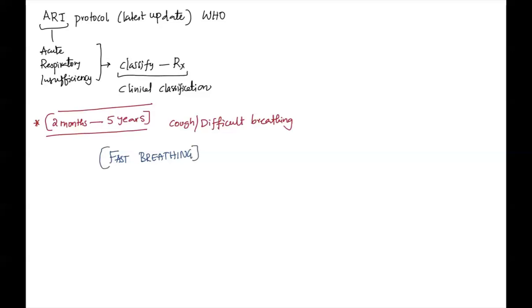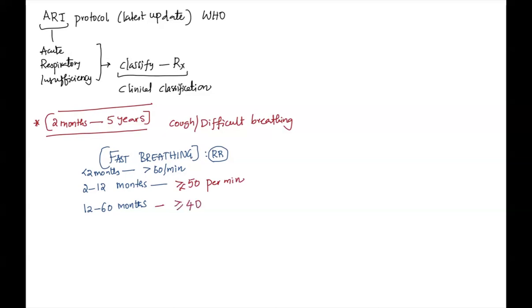Now, fast breathing is all about respiratory rate. Let's look at the respiratory rate which is classified as fast breathing in the age groups 2 to 12 months and 12 months to 60 months. If it is less than 2 months, fast breathing is more than 60 per minute. If it is 2 to 12 months, this is more important because we are only looking at 2 months to 5 years, it is more than or equal to 50 per minute. Whereas 12 to 60 months, more than or equal to 40 per minute.